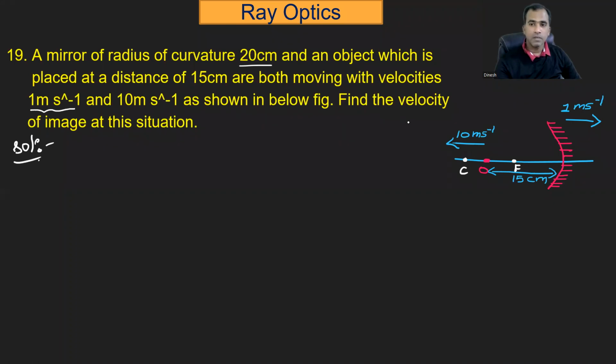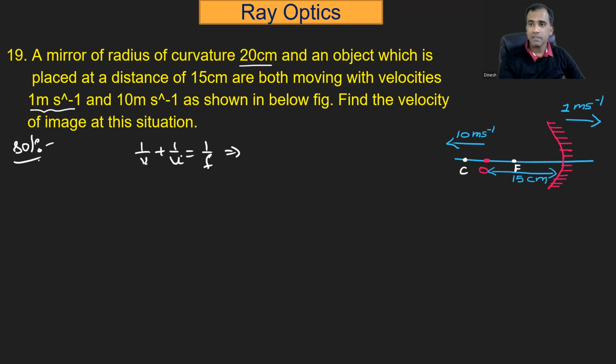Since they are moving parallel to principal axis, we always measure things with respect to the mirror. So what is the relation between velocities? Longitudinal relation between velocities. Do you remember that? 1 by v plus 1 by u is equal to 1 by f. I will do the derivation also if required.